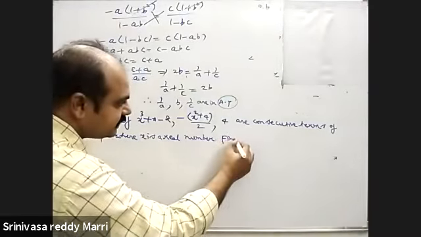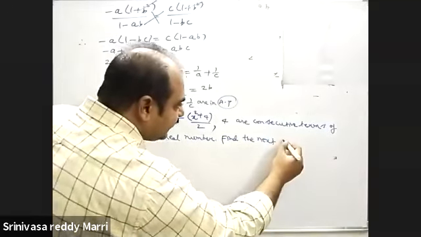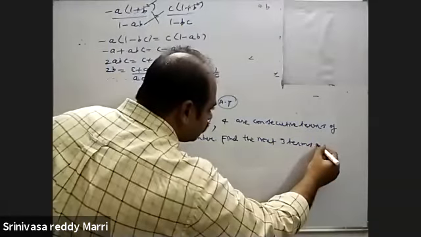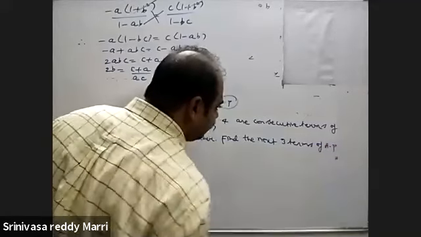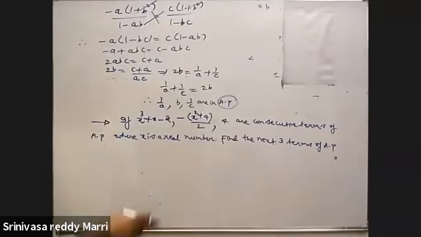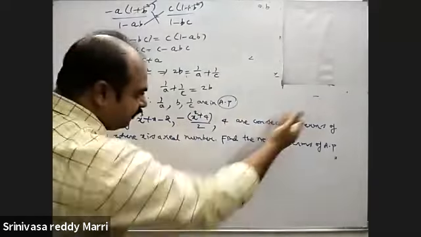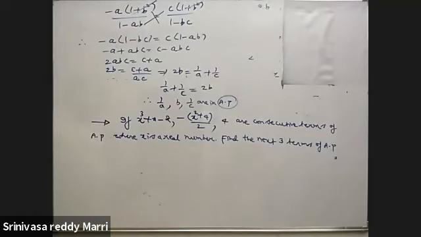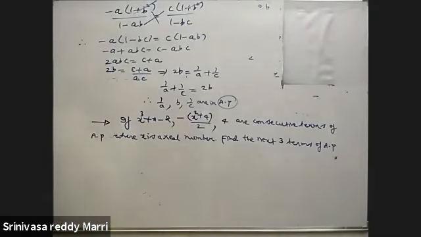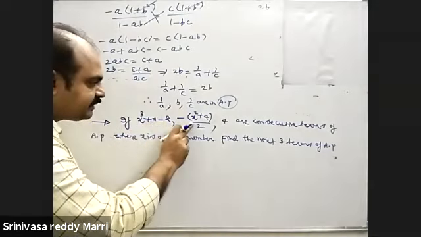The question he is asking is to find the next three terms of the AP. Next three terms means after 4, three terms will be there, and those three terms you have to calculate. These are given in AP, consecutive, meaning one after the other.